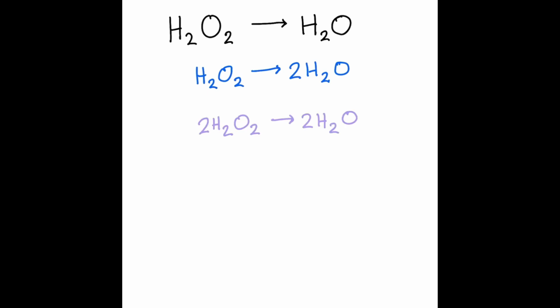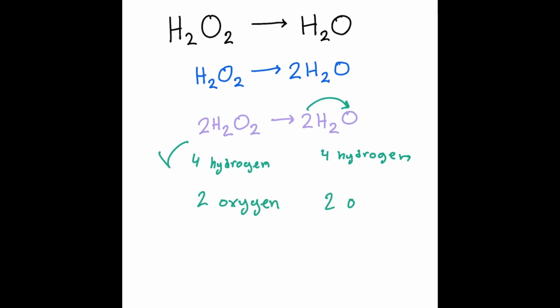So now we have added another coefficient of 2 to the left side. This means that we have 4 hydrogen atoms on the left side and 4 hydrogen atoms on the right side. We also have 2 oxygen atoms on the left side and 2 oxygen atoms on the right side. Because we have the same number of atoms on both sides, the equation is balanced.